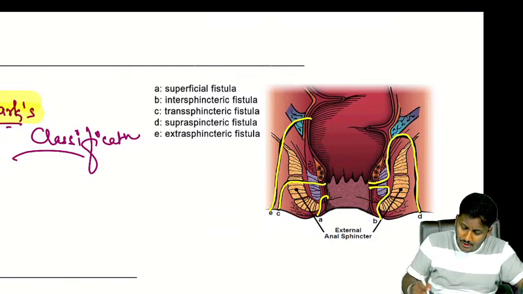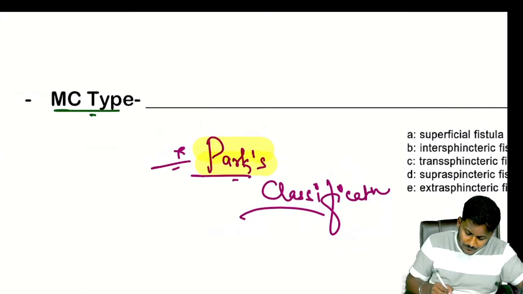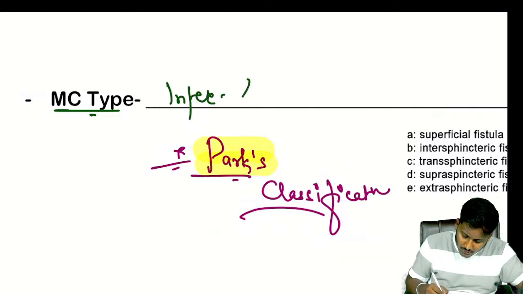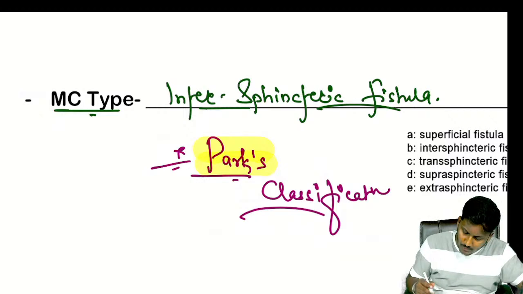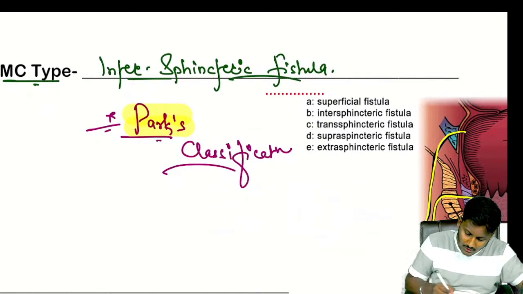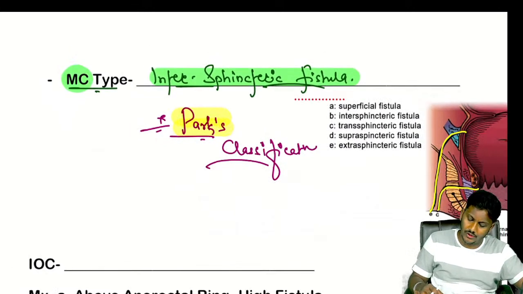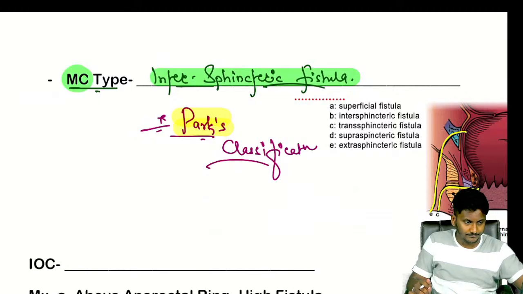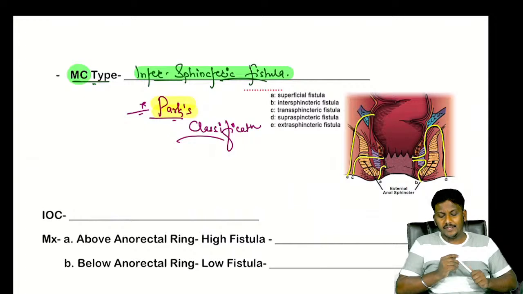Right. Now important, if they ask you which is the most common type, I've told you, it is the second one which was seen. This was a previous year question in the FMG exam. The most common type of fistula is the intersphincteric fistula. Clear about it? Now, if they ask you what is the investigation of choice?